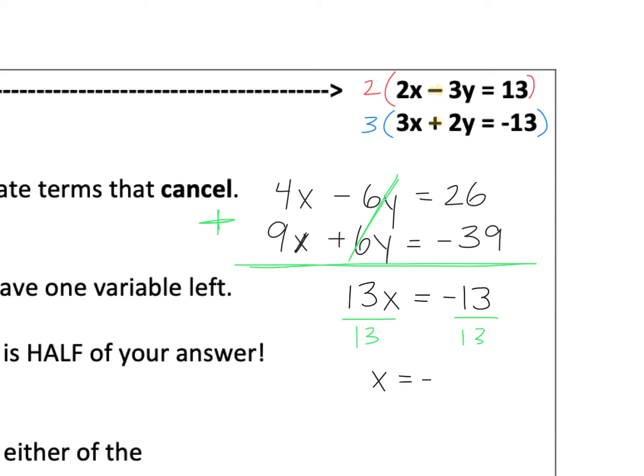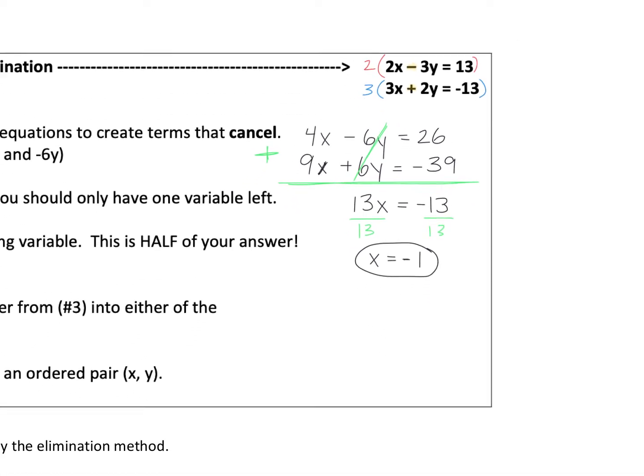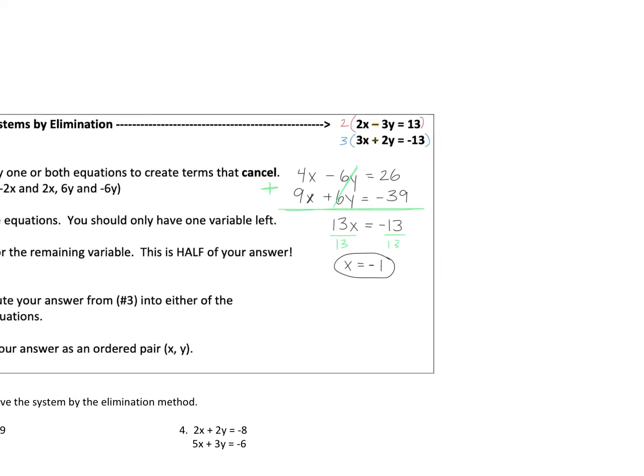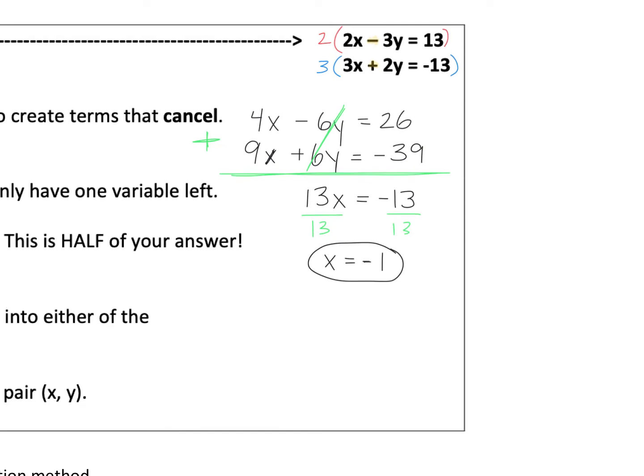So the actual solving part of it should be easier. It says substitute your answer, x equals negative 1, into either of the original equations. It doesn't matter. I'm going to choose the top one: 2x minus 3y equals positive 13. And where does negative 1 go? If x is negative 1, I'll put it in the x spot. So 2 times negative 1 minus 3y equals 13.